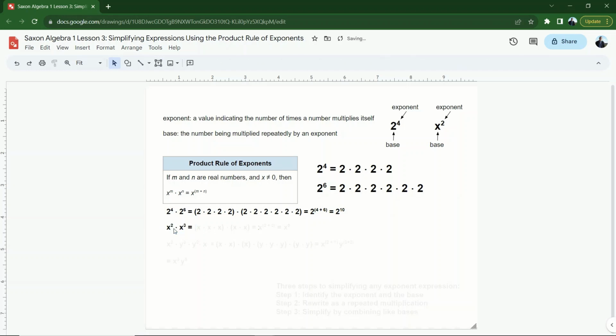Let's take a look at another example, but this time we're going to use a variable instead. What's x squared times x to the third? Can I even simplify this? Well, I'm not going to be able to simplify it to a specific number.